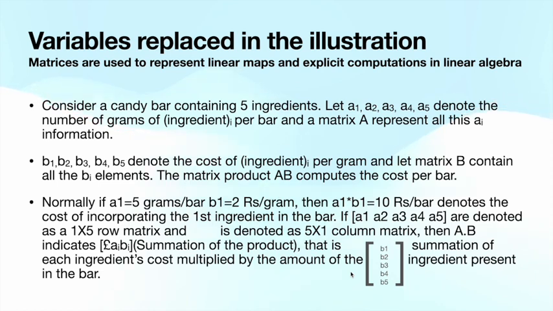Next, the matrix product AB computes the cost per bar: after adding up each ingredient's quantity multiplied by its cost, we get the cost per bar. If A1 is equal to 5 grams per bar and B1 is equal to 2 rupees per gram, then A1 into B1 is equal to 10 rupees per bar. This denotes the cost of incorporating the first ingredient in the bar. Similarly for A2, A3, A4, A5. So this is the basic information.